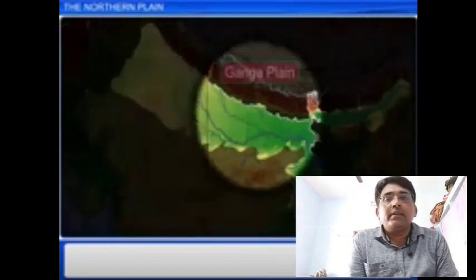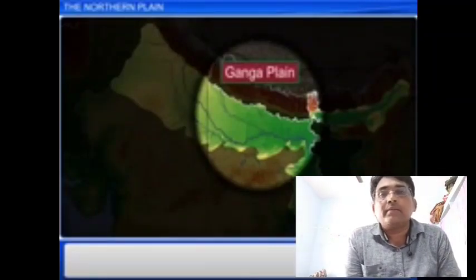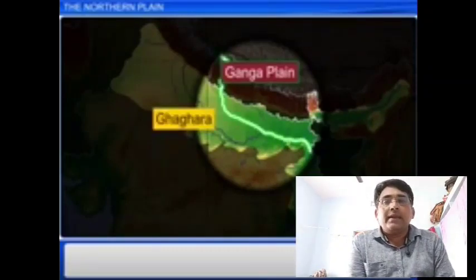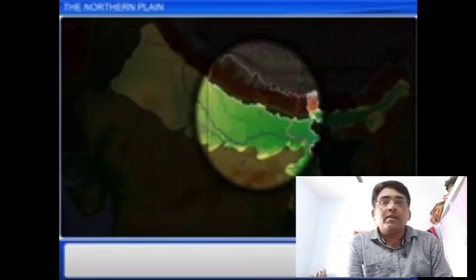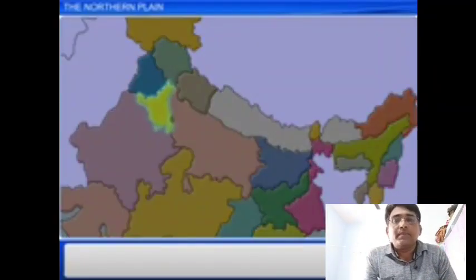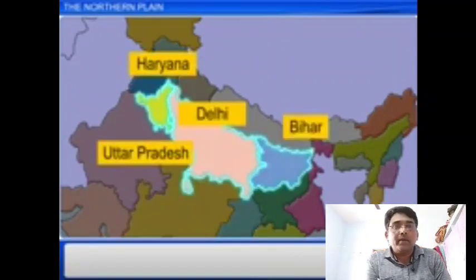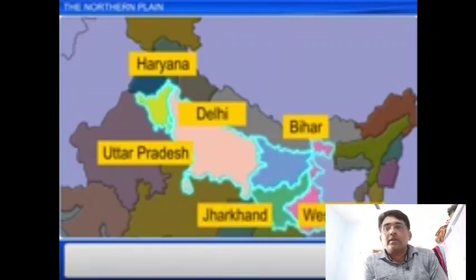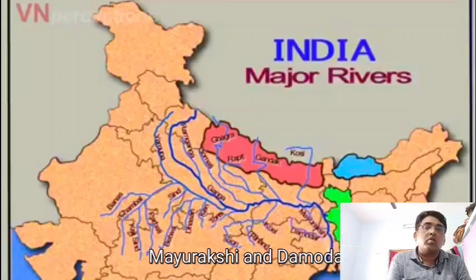Next, we move into the central plain or Ganga plain. This central part is known as the Ganga plain. It extends from the river Ghaggar to Teesta. This part is mainly spread over Uttar Pradesh, Bihar, minor parts of Haryana, Jharkhand and West Bengal. Here the rivers Ganga, Yamuna and their tributaries Son, Kosi, etc. flow.